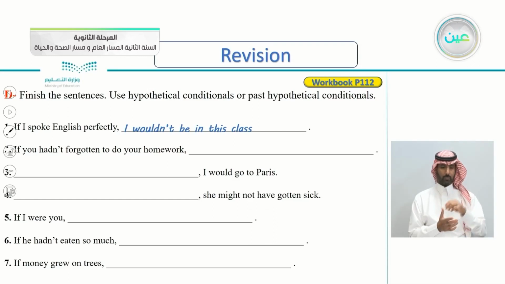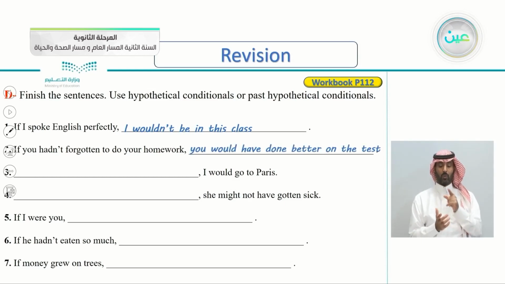Number 2, if you hadn't forgotten to do your homework, what's the result? If you hadn't forgotten, so this is a past hypothetical. So you might have done something. So for example here, you would have done better on the test. If you hadn't forgotten to do your homework, you would have done better on the test.